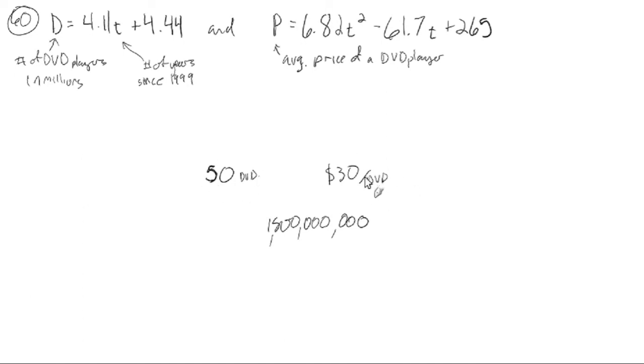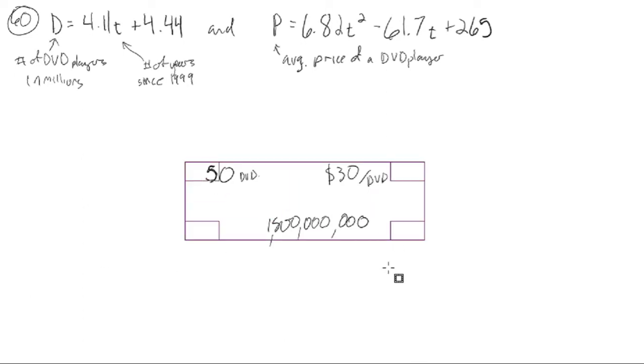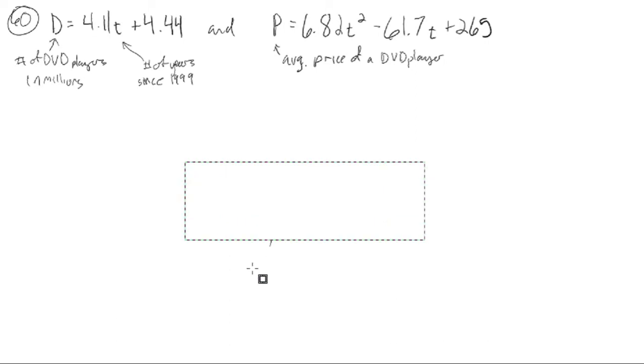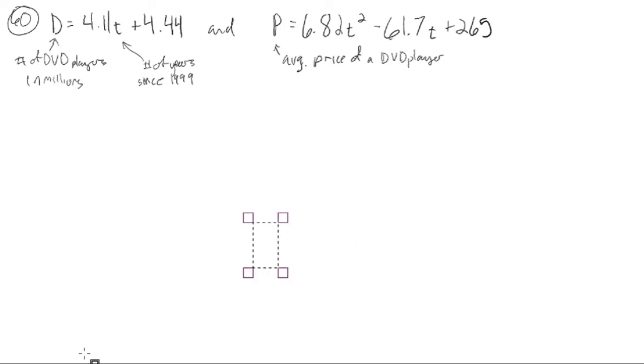Okay. So the lesson that we learned is you just take the number of DVD players times the cost per DVD player, and you have the total revenue. So that's what we'll do. We'll take the number of DVD players times the cost per DVD player, and we'll get the total revenue. So revenue will just be D times P, the number of DVD players times the average cost per DVD player.